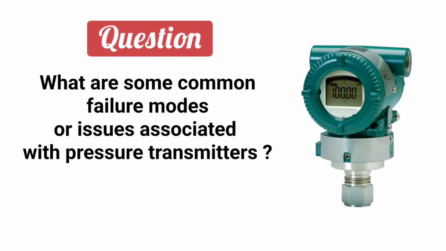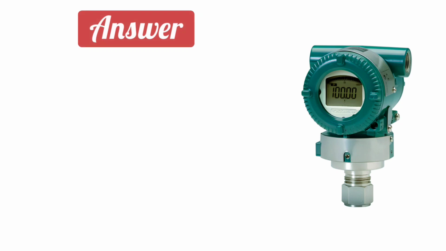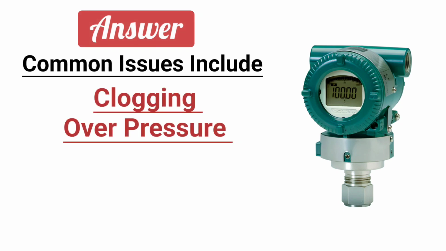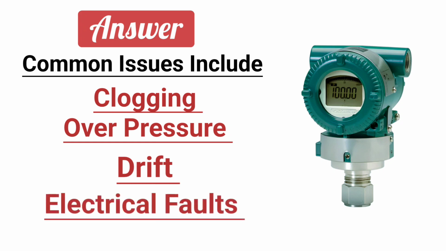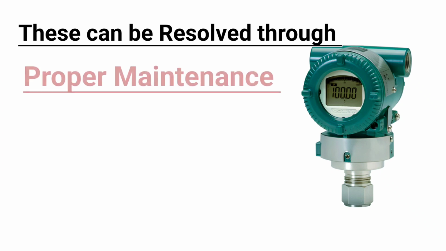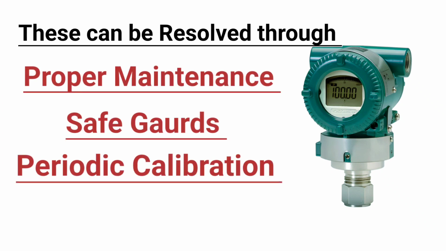Next question is, what are some common failure modes or issues associated with pressure transmitters? And how can they be addressed? Answer is, common issues include clogging, overpressure, drift, and electrical faults. These can be addressed through proper maintenance, safeguards, and periodic calibration.